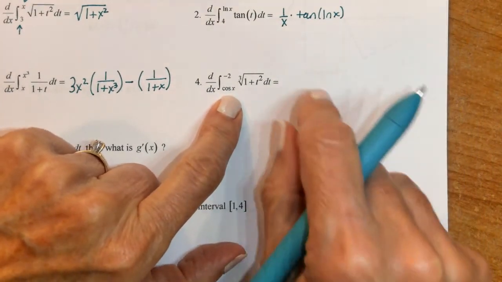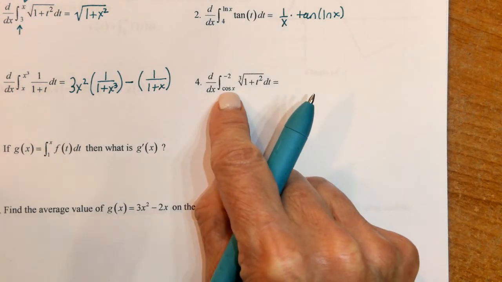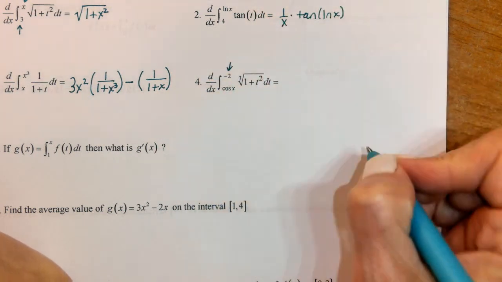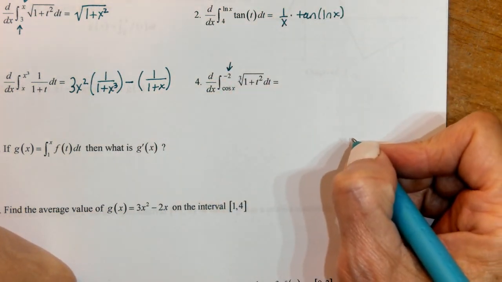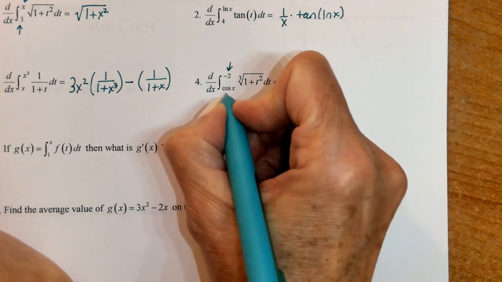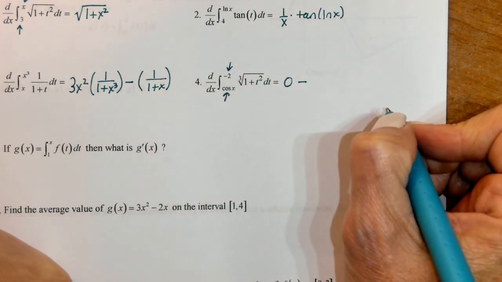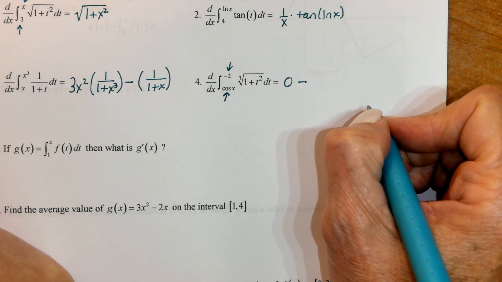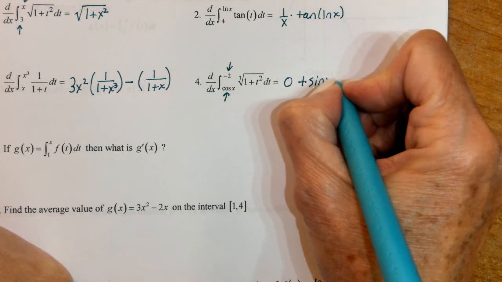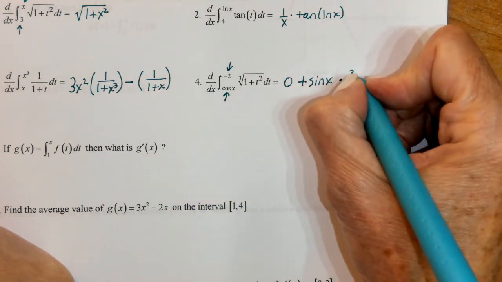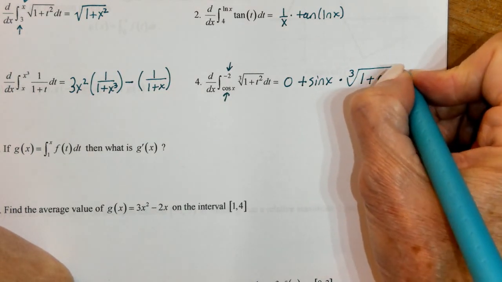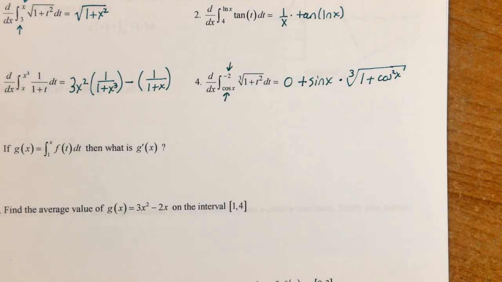Okay, number 4. Derivative of an integral. Second fundamental theorem. Start at your top boundary. It's a -2. The derivative of -2 is 0. Minus, now go to your bottom boundary. The derivative of your bottom boundary is a negative sine x. So that will make this a plus sine x times, and now we're going to replace t with cosine x. That's it.